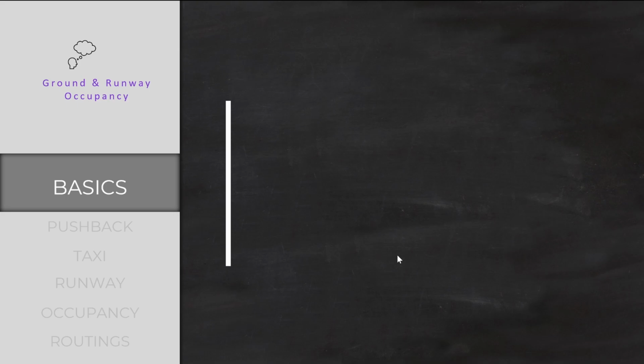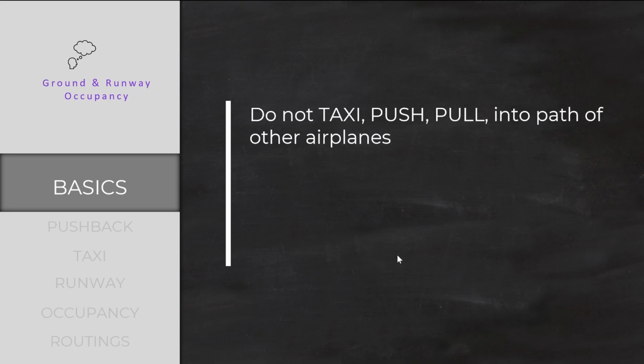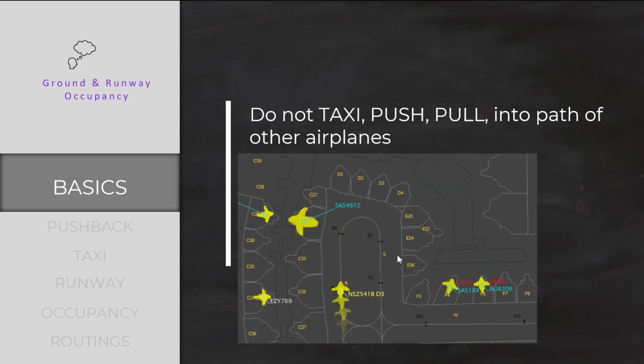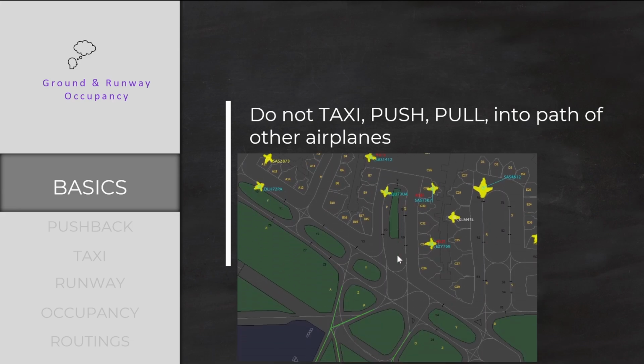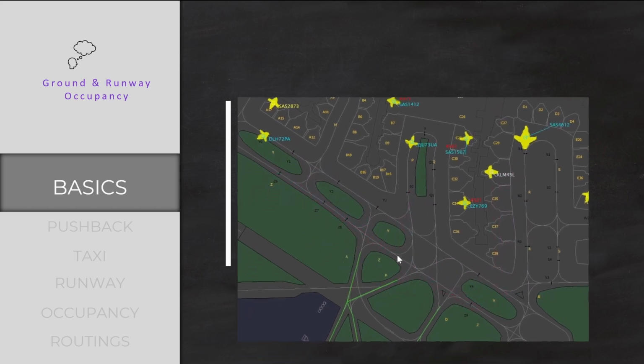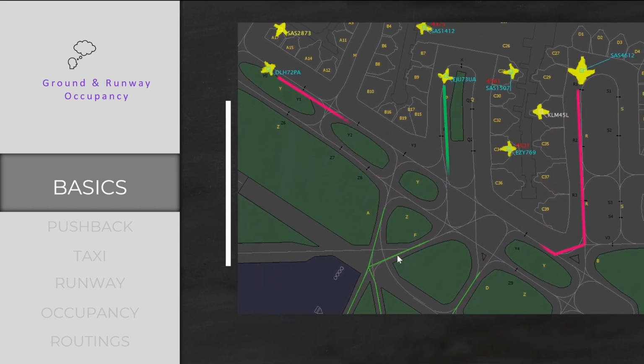Ground separation is pretty quickly penned. Do not taxi, do not push, and do not pull airplanes into each other. An airplane cannot be pushed back into the taxi path of another airplane, and you cannot ask 2 or even 3 airplanes to follow the same path of taxi if it leads to them taxiing into each other. First, one has to go, while the 2 others are holding at a place which will not infringe the path of the first one, then the next one can go, and then lastly the third one can go.